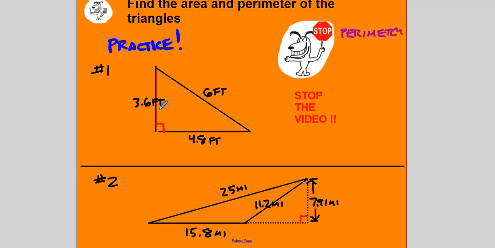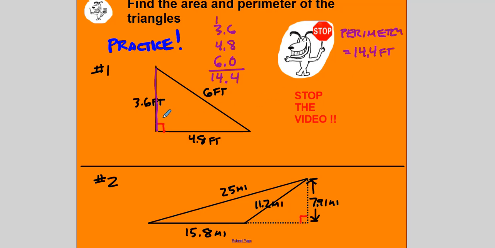adding up the sides. This is a right triangle, so my height is actually, which I don't need to know that for perimeter here, but that's the height, 3.6. So I got 3.6 feet, 4.8 feet, and 6. I'm going to put a decimal point there, like so. So that's 14, carry a 1. 1 and 3 is 4. 4 and 6 is 10, so that's 14. Bring the decimal point down. That's 14.4 feet.